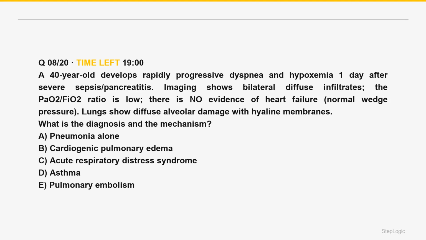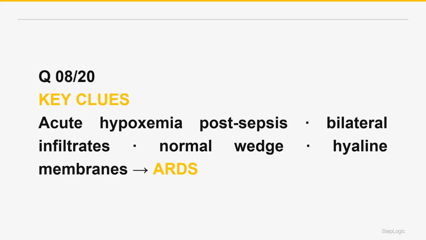Read the command: diagnosis and mechanism. Acute hypoxemia after sepsis, bilateral infiltrates, low PF ratio, normal wedge, hyaline membranes: ARDS, diffuse alveolar damage, increased permeability. This is acute respiratory distress syndrome, ARDS.